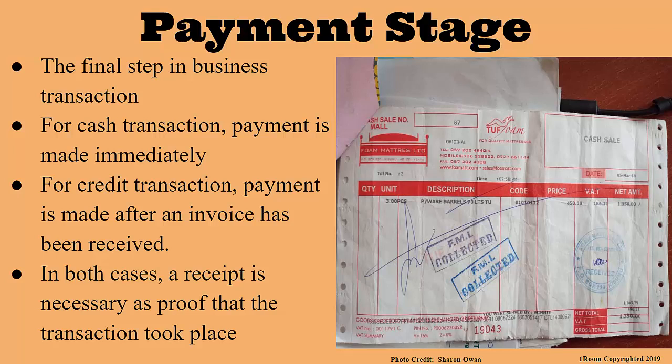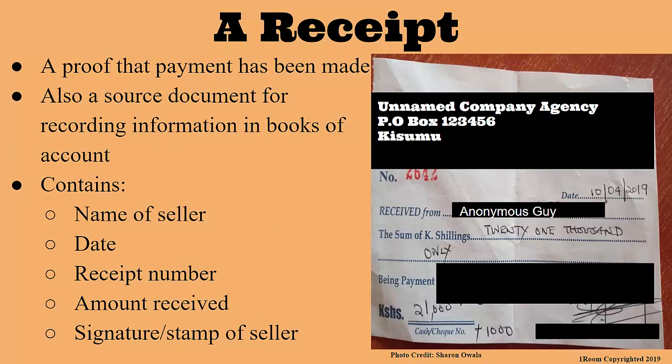Exactly. It is a very important document for recording information in books of account, but I will not go into that just yet. At least, I know how it looks like. It contains the name of the seller, address of the seller, the date of the transaction, receipt number, the amount received, the signature of the seller, and a stamp. Did I get it correctly?